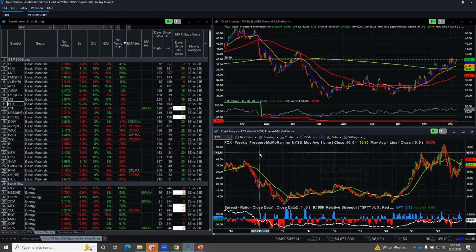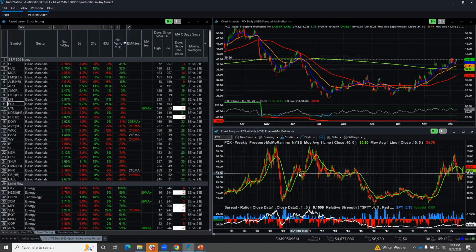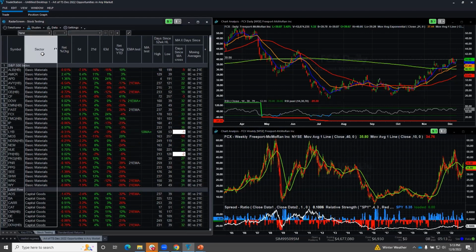Freeport is the only real copper miner now in the S&P, so that's another thing to bear in mind. And if you look at it over the long term, it's really gone nowhere for about 12 years. So this is another name that could be on some people's radar. But if you want to look by sector, you can also group them by sector, then segregate them with a label row.